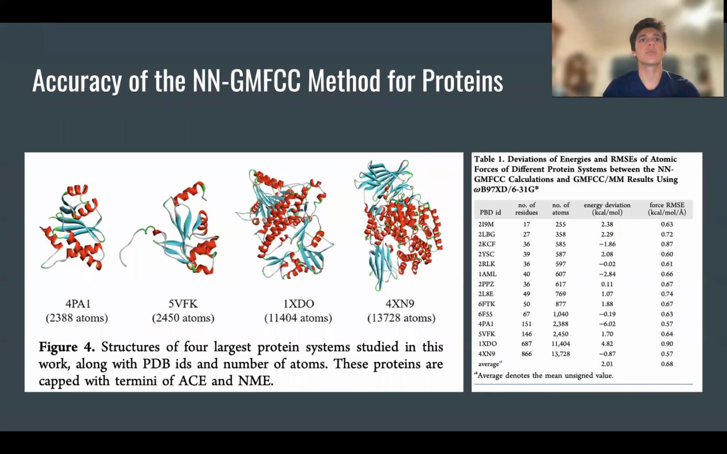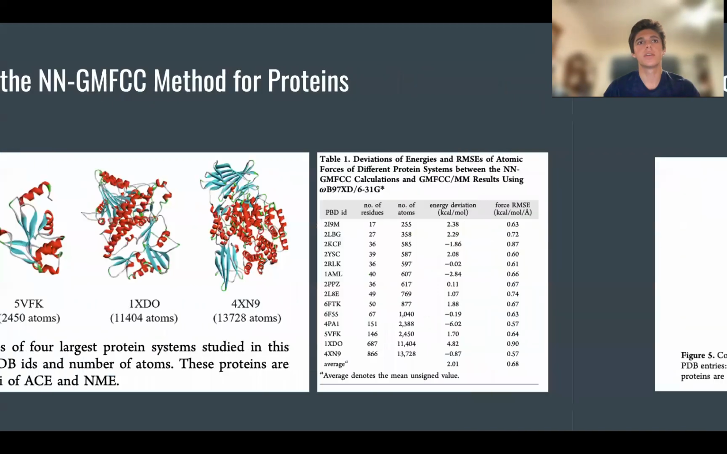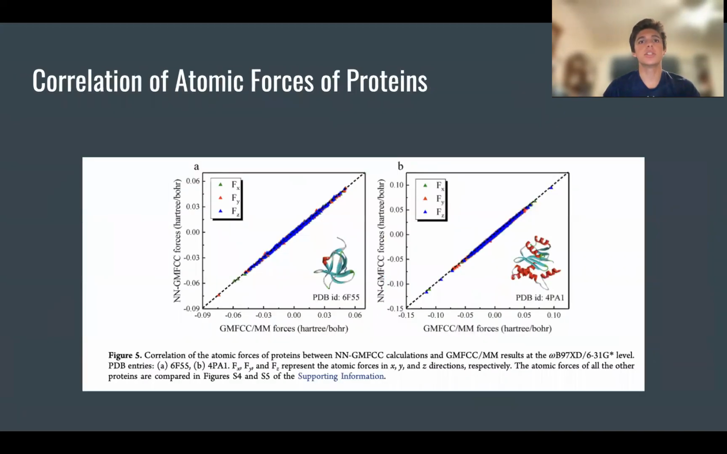14 different proteins were downloaded from PDB with between 243 and 13,728 atoms each to test the accuracy of the NN-GMFCC approach. Deviations of the two approaches are shown in this table here. All error came from the fragment's internal energy since molecular mechanics was used to calculate the interactions between separate fragments in both methods. The energy and atomic forces for each capped residue found with the neural network were calculated and found to be in excellent agreement with corresponding GMFCC-MM results.